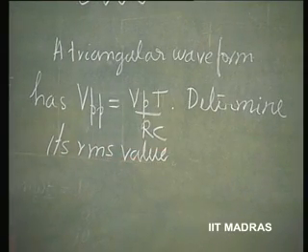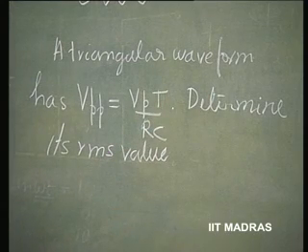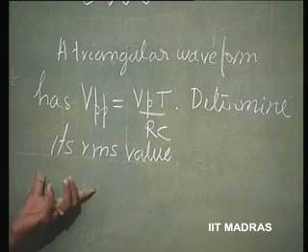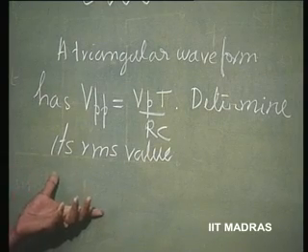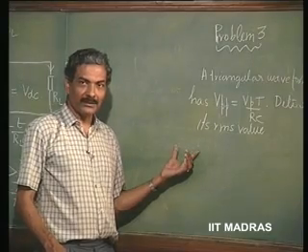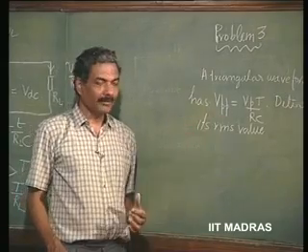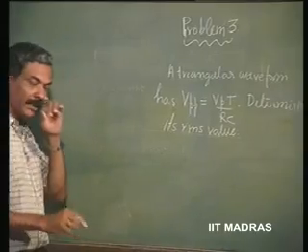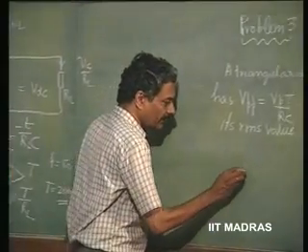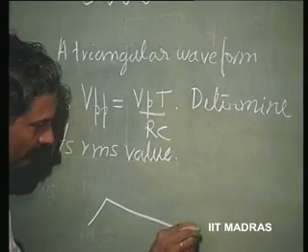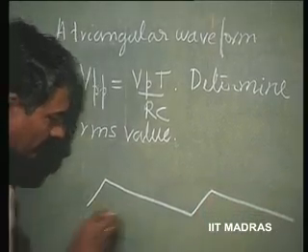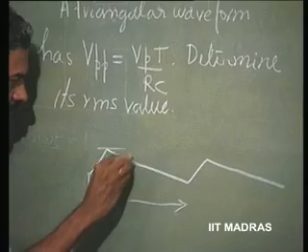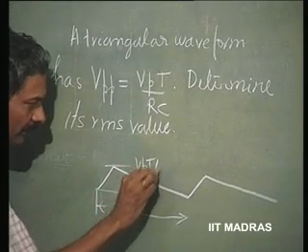How do you do it? Simple. You have to find out root mean square. That means this triangular waveform has to be squared, and after that you have to take the average over the time interval T. Find out the RMS value of the triangular waveform. This can be of any shape. In our case, it is of this shape. This time interval is T, and this is V p T by R c.